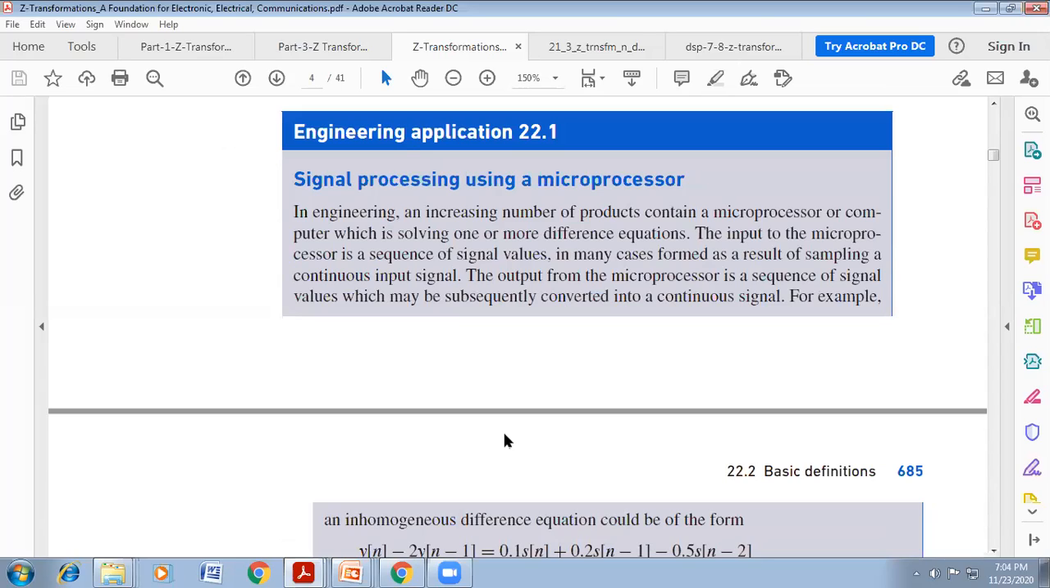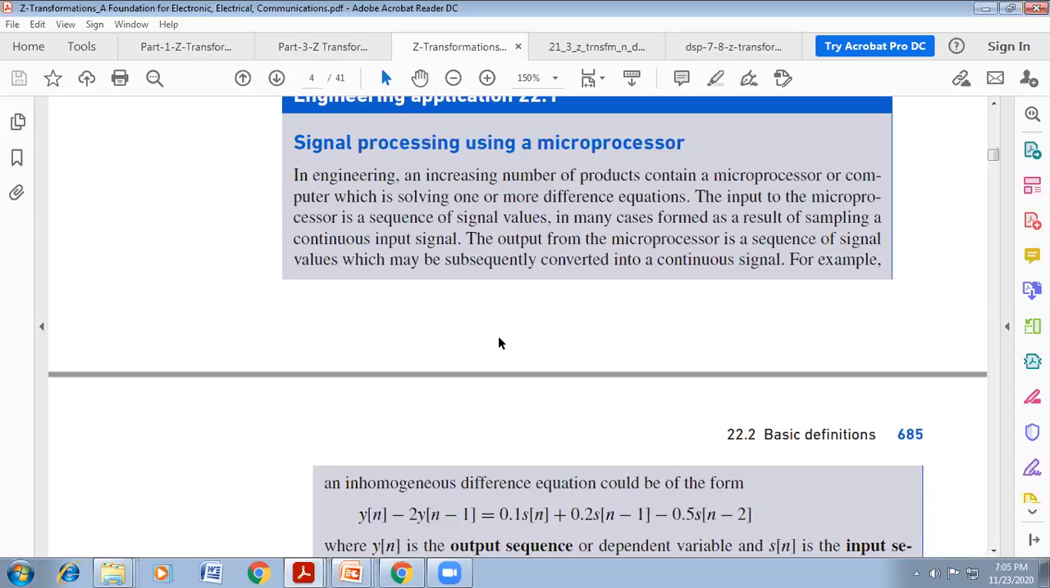Okay, there is an engineering application in signal processing using a microprocessor. Increasing numbers of products contain a microprocessor or computer, which is solving one or more difference equations. You must know about the microprocessor, invented in 1974. Using difference equations they developed the microprocessor, and we are using the most powerful computers today with the help of difference equations. So there is a huge application in signal processing.